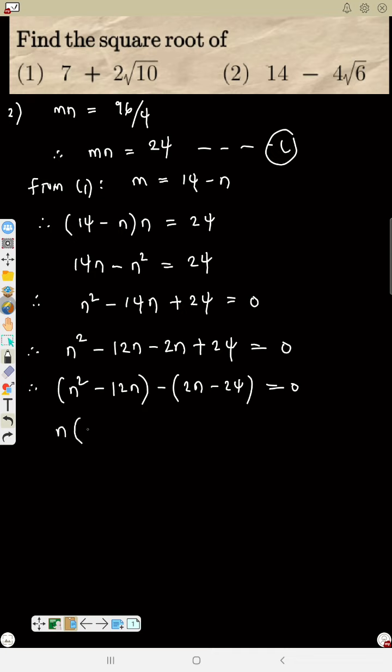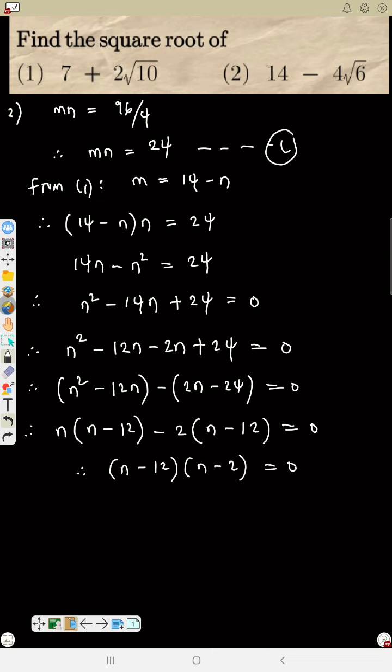So n is common here. That will be n minus 12, minus 2 times n minus 12 equals 0. So we have n minus 12 and another n minus 2 equals 0. Now for the equation to be true, either n minus 12 will be 0 or n minus 2 will be 0. So n is equal to 12 or n is equal to 2.